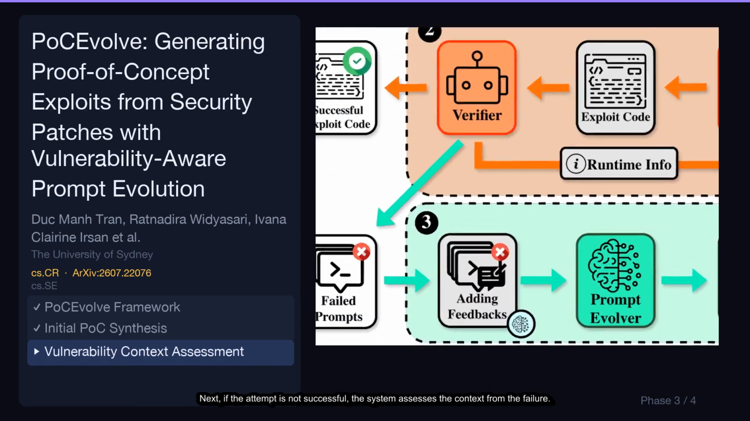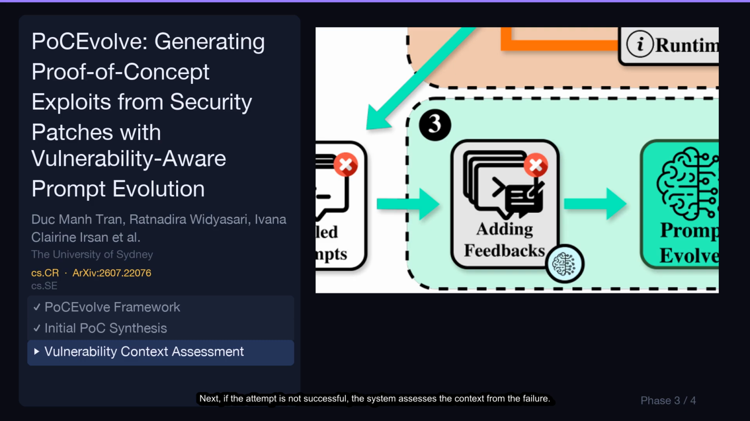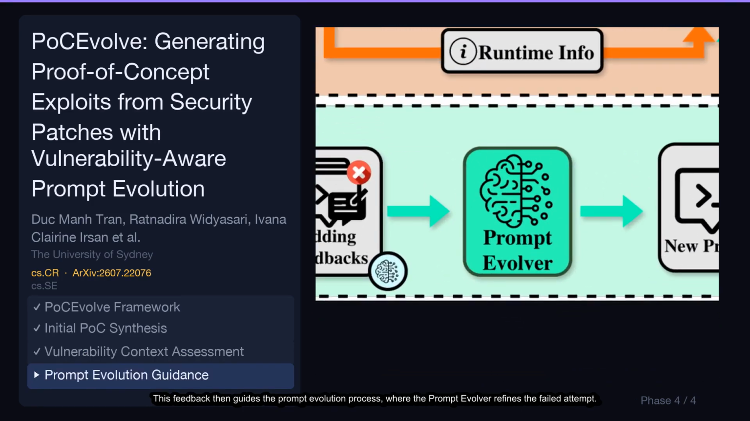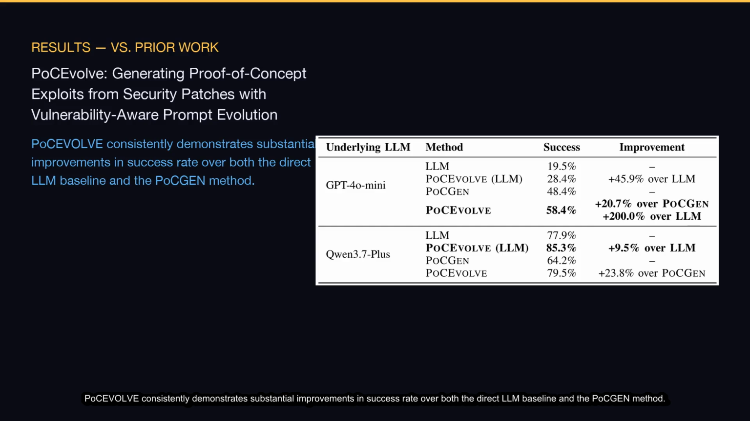Next, if the attempt is not successful, the system assesses the context from the failure. The verifier provides runtime info and identifies failed prompts, which are then collected for adding feedbacks. This feedback then guides the prompt evolution process, where the prompt evolver refines the failed attempt. It creates a new prompt, which is fed back to the exploit generator to try again, improving the chances of success. PoCEvolve consistently demonstrates substantial improvements in success rate over both the direct LLM baseline and the PoCGN method.